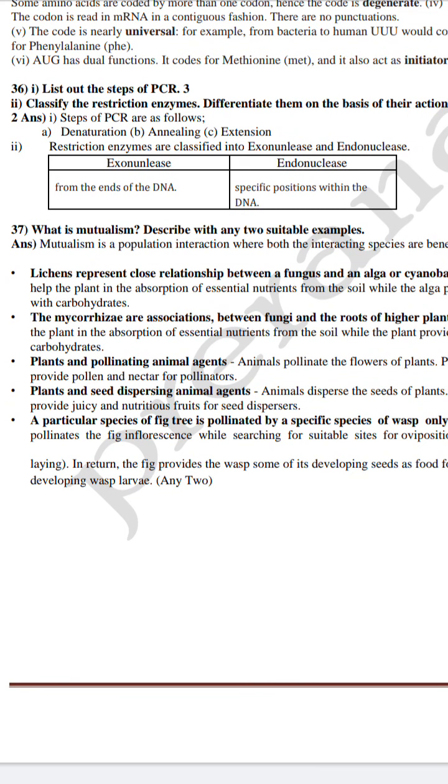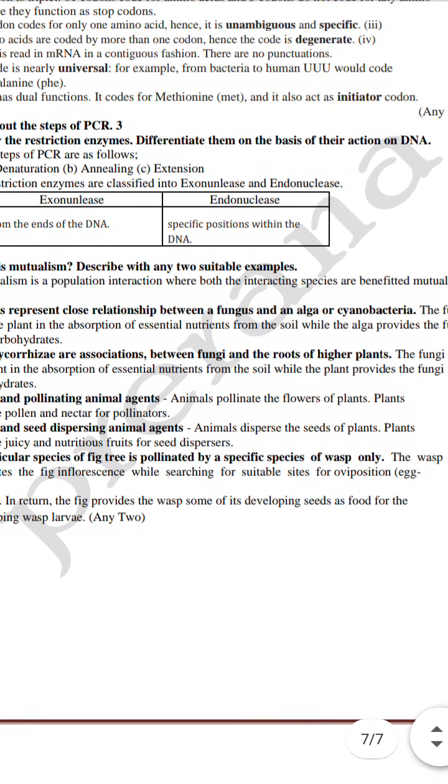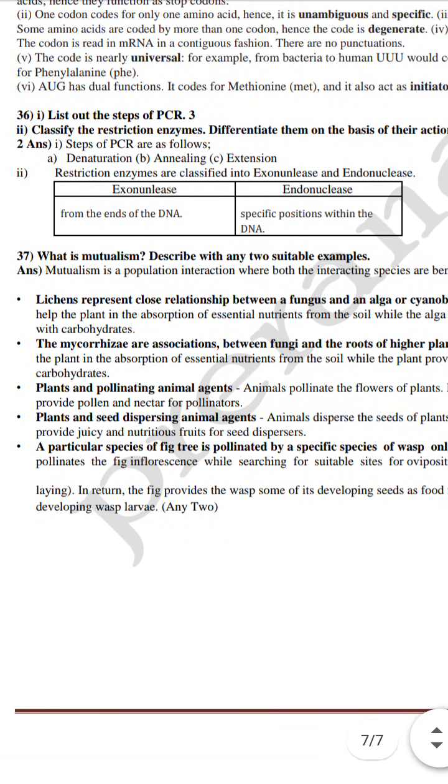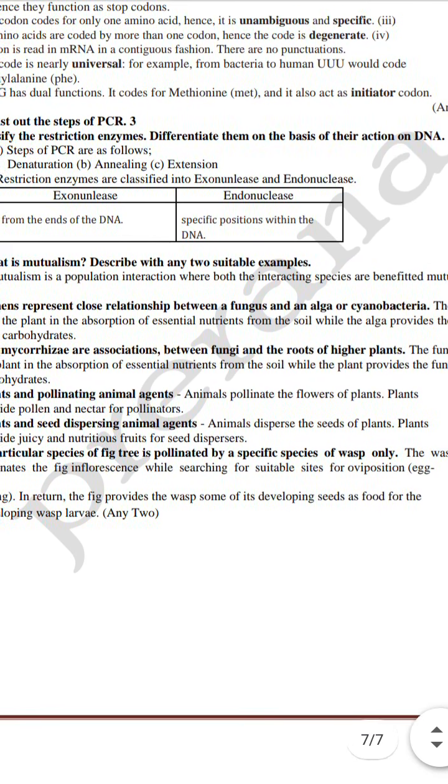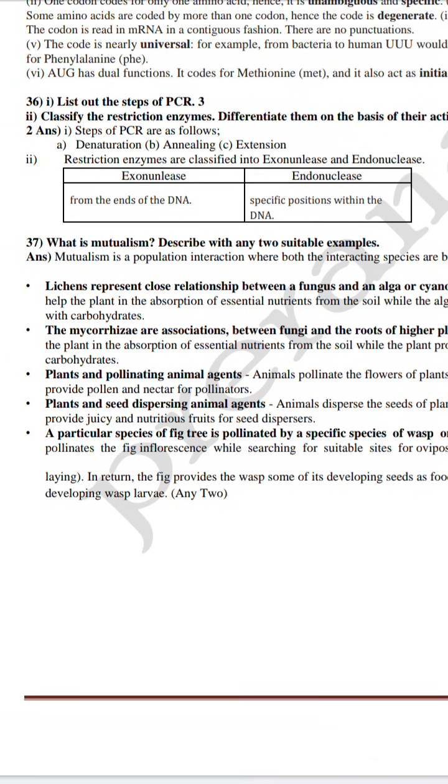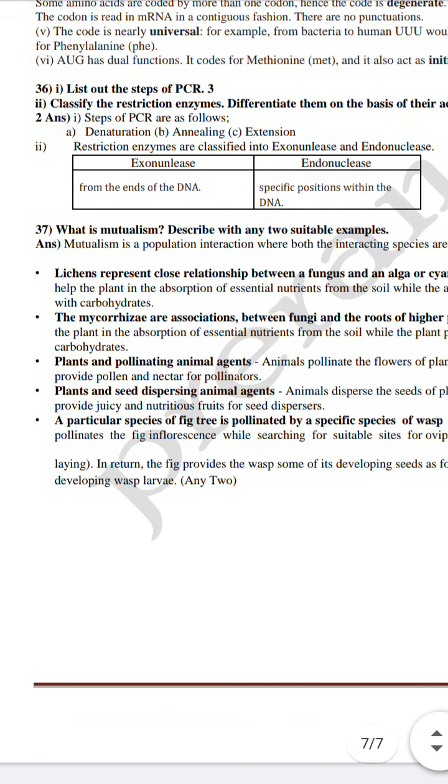What is mutualism? Describe any 2 suitable examples. So mutualism is from the organisms and populations chapter. Explain the definition of mutualism and explain the mutualism concept with suitable examples. Understand? So what is the definition for mutualism? Mutualism is a population interaction where both the species are interacting with each other and benefiting each other. Examples: lichens represent a close relationship between fungus and algae or cyanobacteria, and mycorrhiza are associations between the fungi and roots of higher plants.